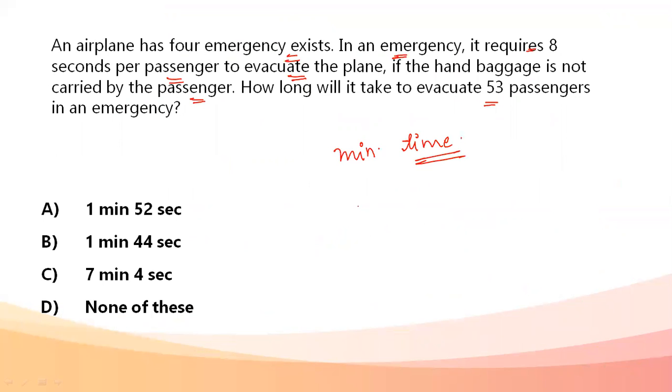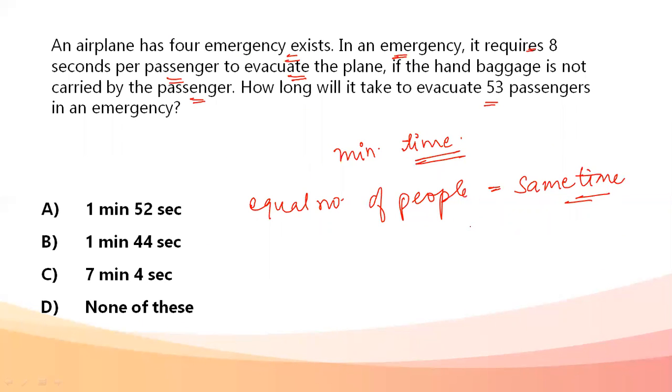So to minimize the time, the condition for minimizing is that an equal number of people cross the gate at the same time, and all of them have to go out at the same time. It is given that there are four gates. The nearest multiple of 4 to 53 is 52.